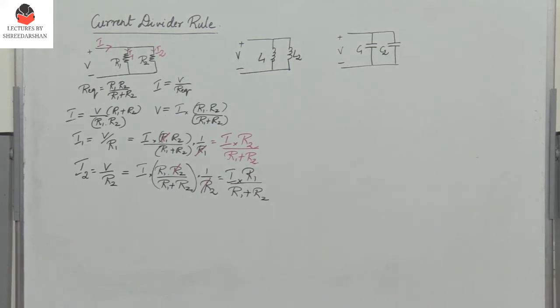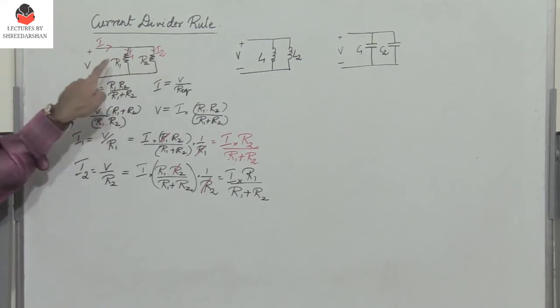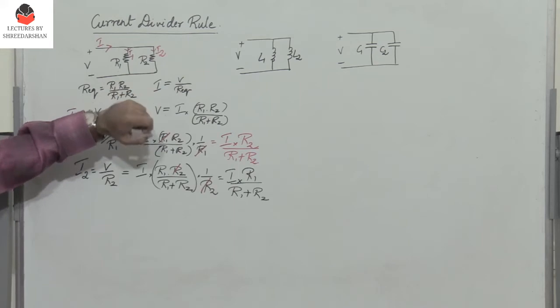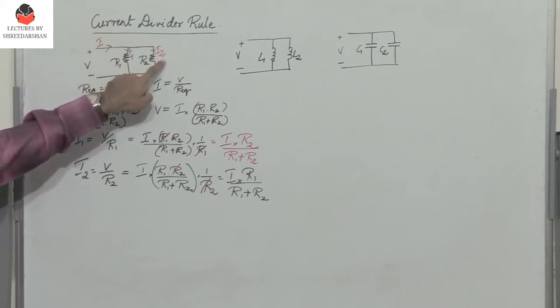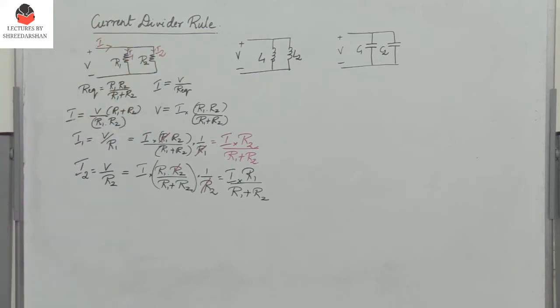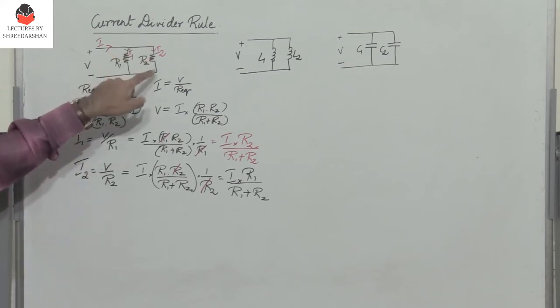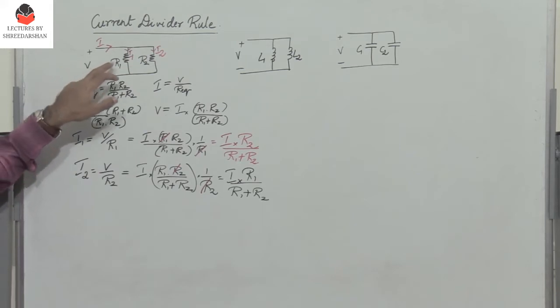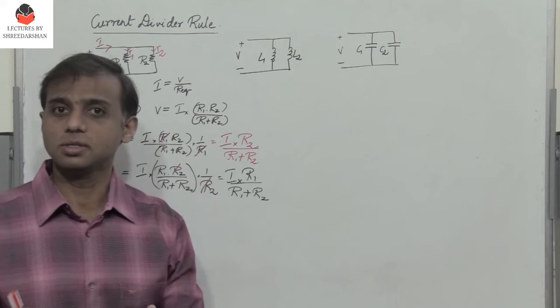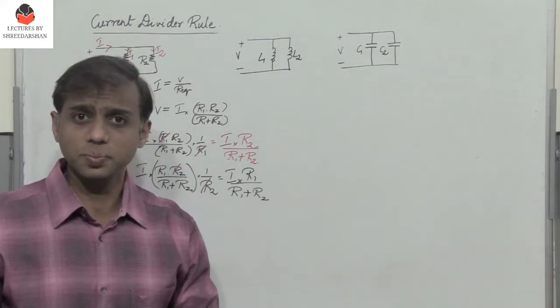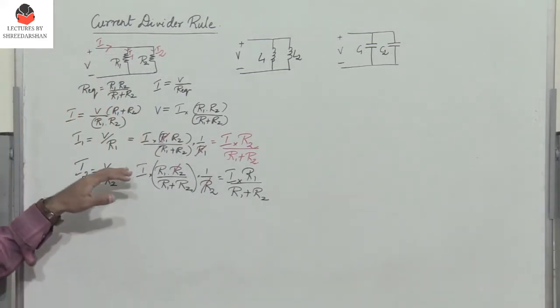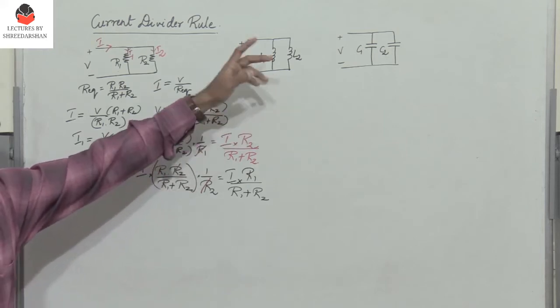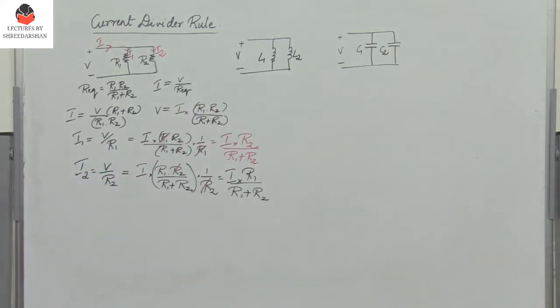So what is the current flowing through R1? It is the total current into the resistance of the other branch divided by the sum of resistors. Similarly, the current flowing through R2: I2 is the total current I into the resistance of the other branch, which is R1, divided by the sum of the resistors R1 plus R2. So very simple. Now let us see what I1 and I2 are when two inductors are connected in parallel.